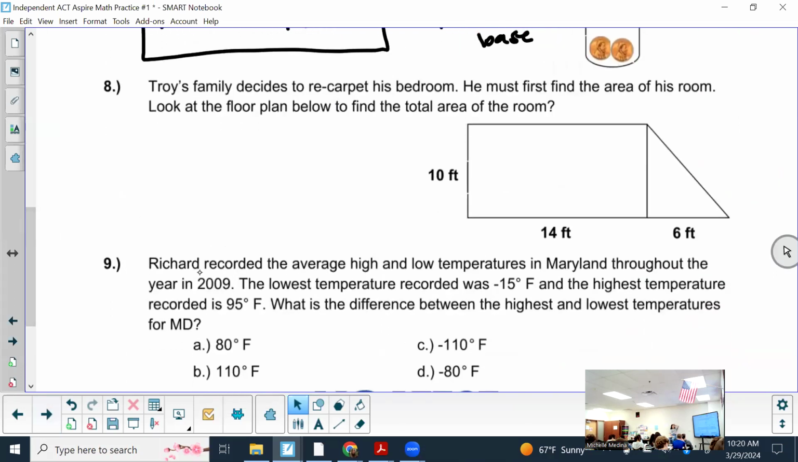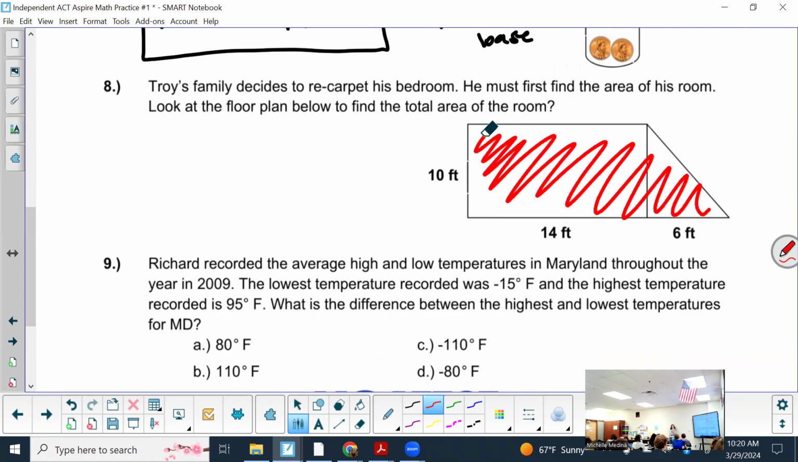So Troy's family decides to recarpet his bedroom. He must find the area of his room. Look at the floor plan below to find the total area of the room. So does area mean distance around the shape, or does it mean within the shape? Within. So know that. What else about that?